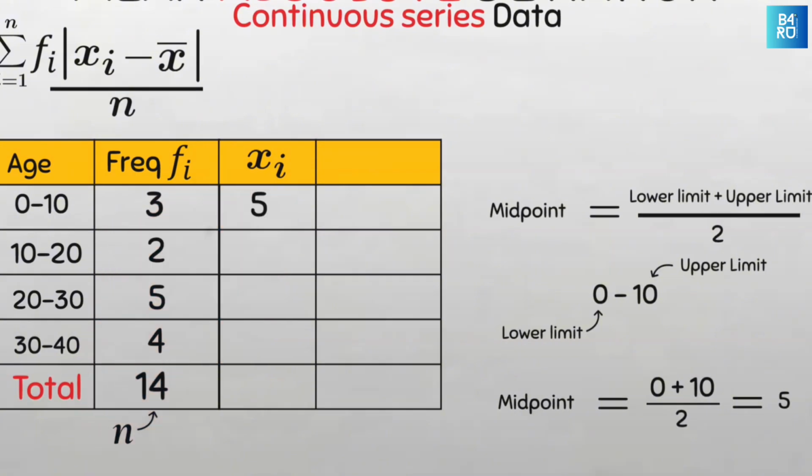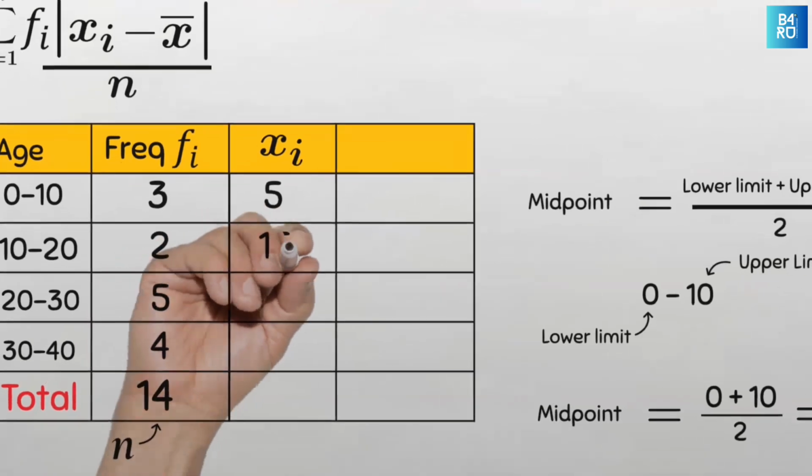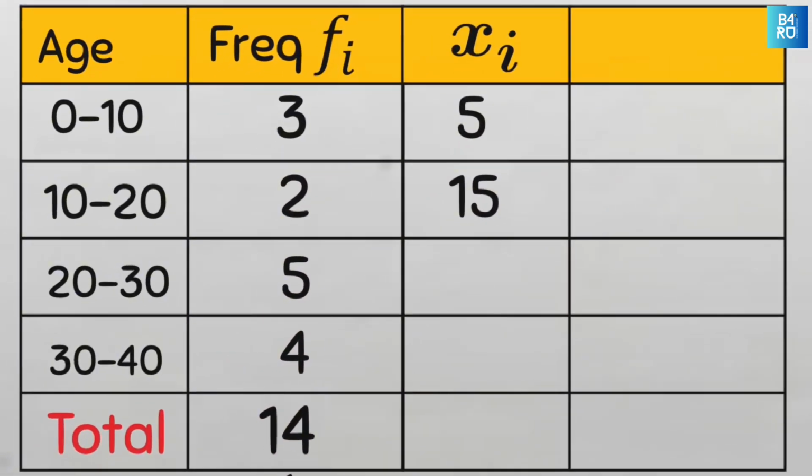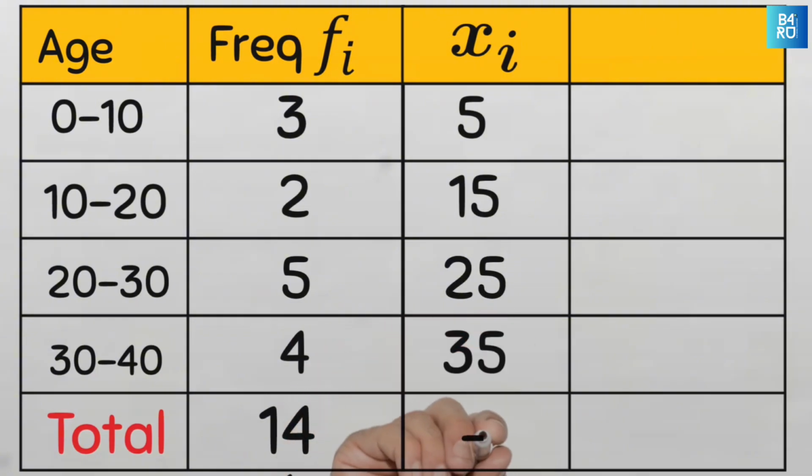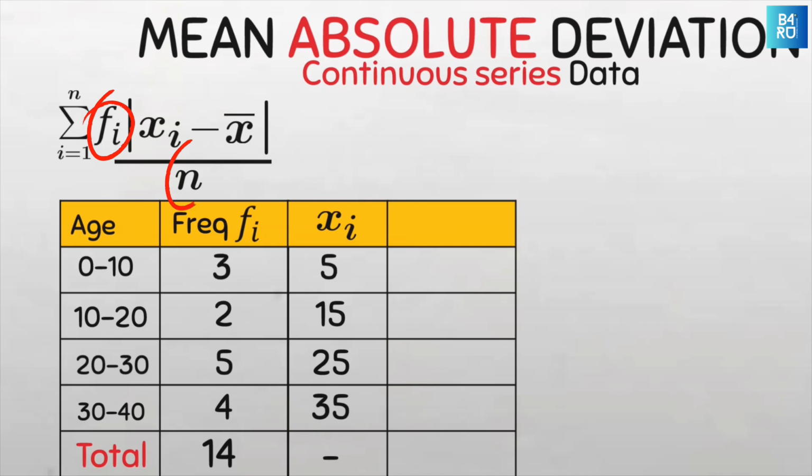Awesome. For the second class, 10 plus 20, that's 30 divided by 2, and that will give us 15. So our value here is 15. For the third class, 20 plus 30 divided by 2, that's 25. And for the last class, 30 plus 40, that's 70 divided by 2, and that's 35. So we have our f sub i, our n, and now our x sub i.